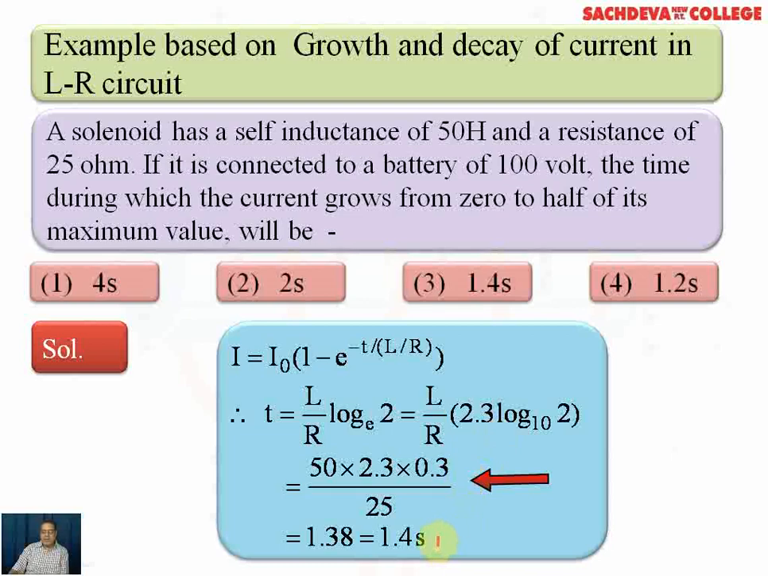So divide by 25, that is resistance, and the net result will become 1.4 second. So we are finding here that the option with 1.4 second is correct. That is the third option. Now, eddy currents.